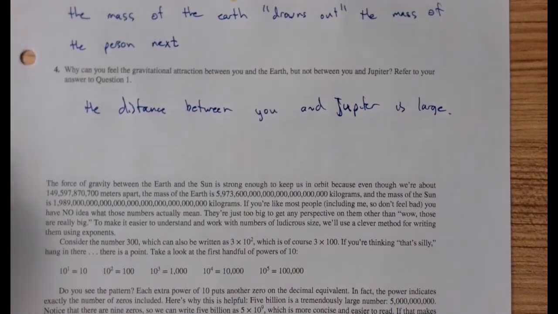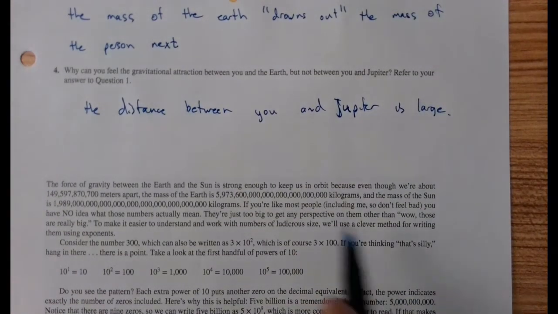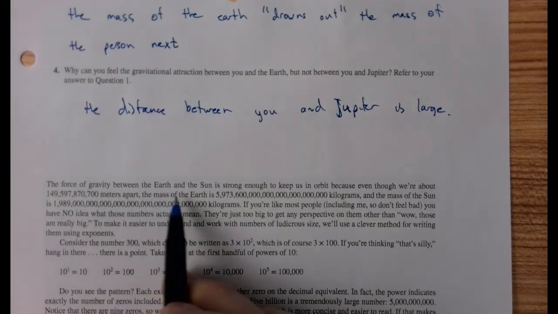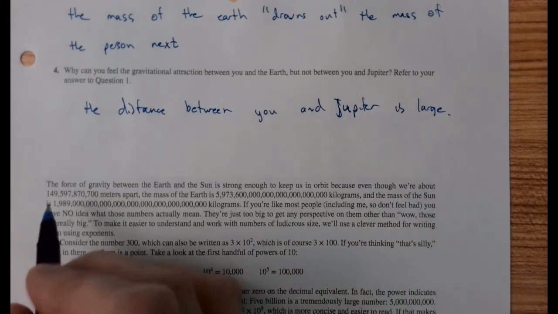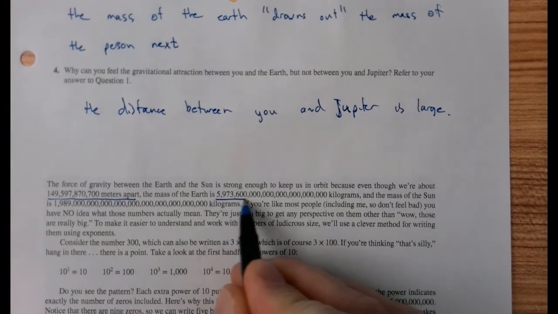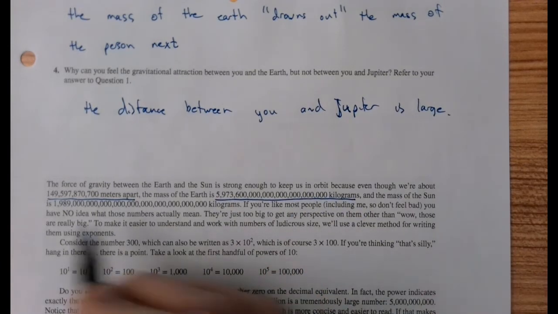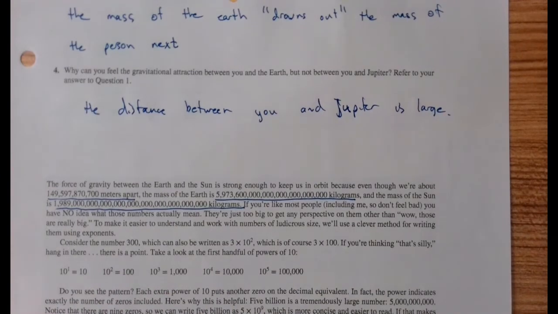And now we're going to jump into that scientific notation stuff. Here are some crazy numbers. The force of gravity between the Earth and the Sun is strong enough to keep us in orbit because even though you're about this many meters apart, the mass of the Earth is this. That's a huge number. And the mass of the Sun is this, which is even larger, both in kilograms. So those are kind of annoying to write. I mean, look at what the person had to do to type those out.